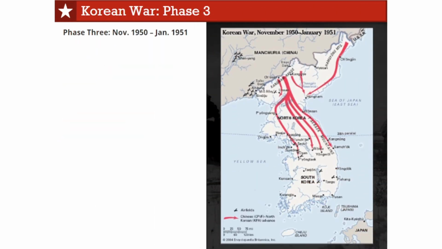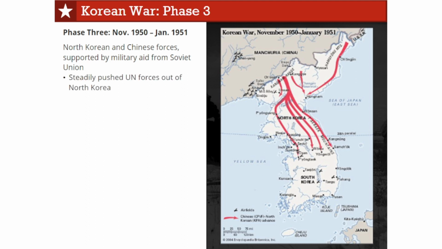Phase 3 of the Korean War began when troops from Communist China entered the war. Looking back at this phase, MacArthur remarked, it had become an entirely different war. This phase consisted of North Korean and Chinese forces supported by military aid from the Soviet Union in the form of guns, tanks, and planes, steadily pushing UN forces out of North Korea.